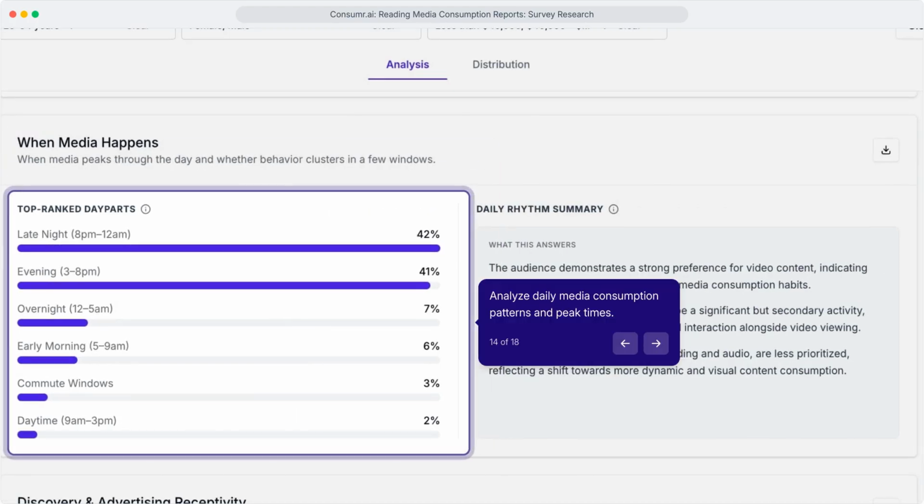This section reveals when your audience is most engaged with media. Maybe the data shows peak usage at 7 to 9 p.m. in the evening, morning commute from 8 to 9 a.m., lunch break from 1 p.m., low usage from 2 to 4 p.m. These patterns tell you exactly when to schedule ads, launch content, send notifications, or post on social media.